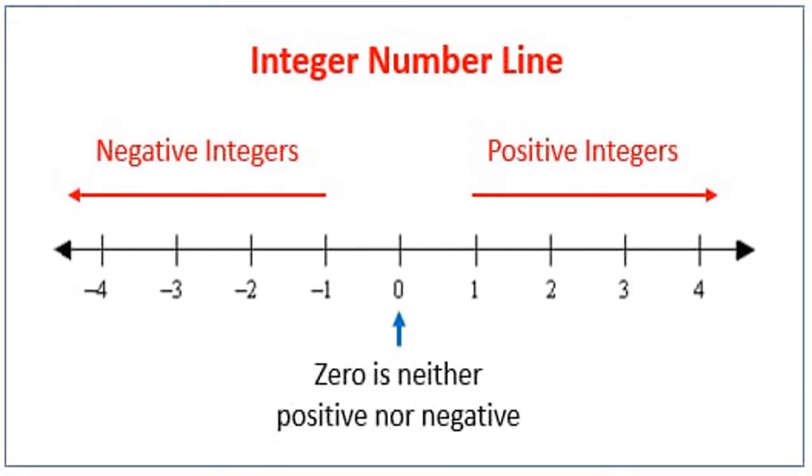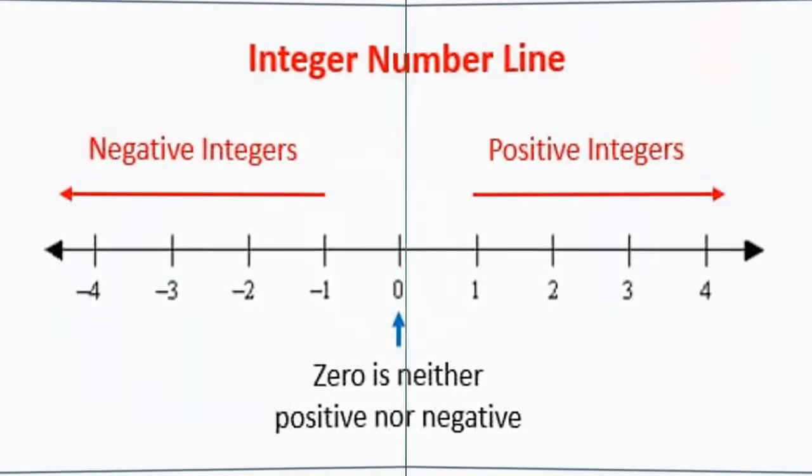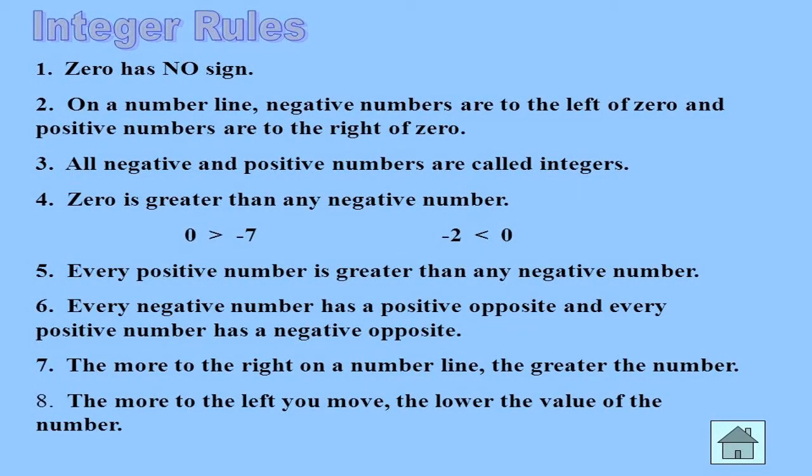All of you know the integer number line that we have studied in the earlier lecture. See, this is the integer number line. 0 is neither positive nor negative. Right side of the 0 we have all positive integers and left side of the 0 we have all the negative integers. Let's learn integer rules. 0 has no sign. On a number line, negative numbers are to the left of the 0 and positive numbers are to the right of the 0. All negative and positive numbers are called integers.